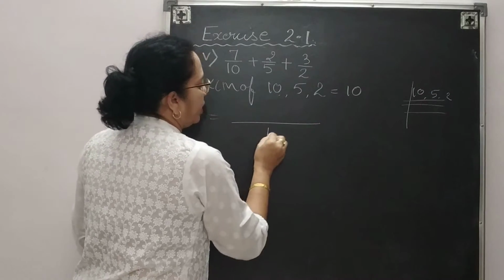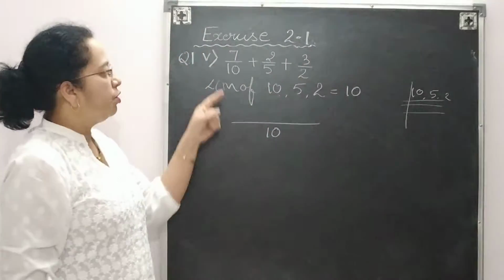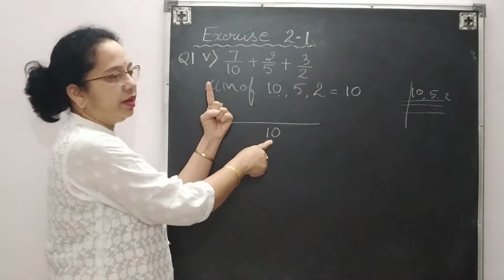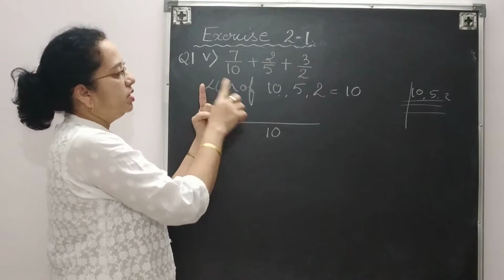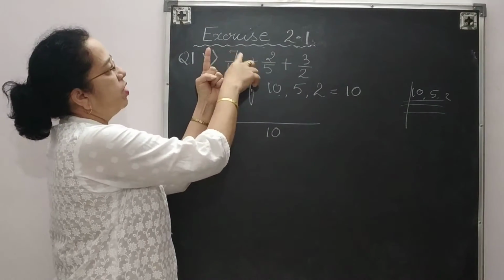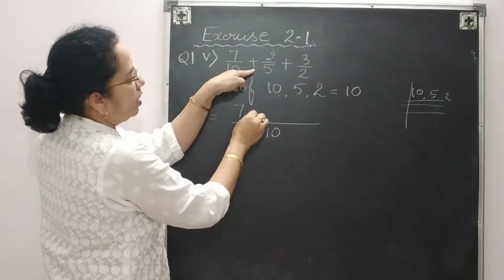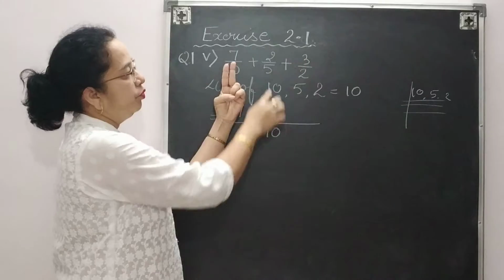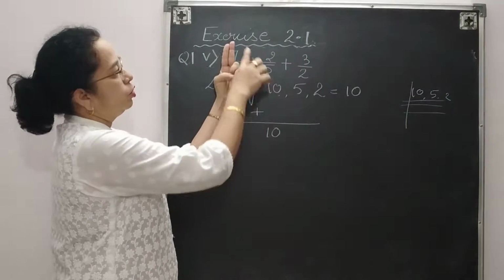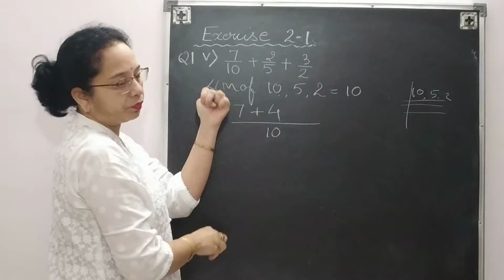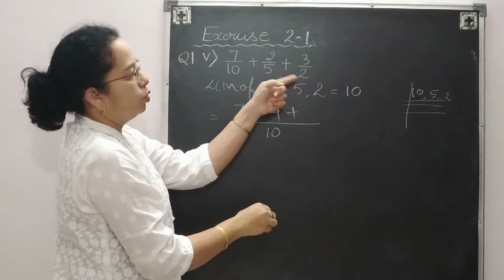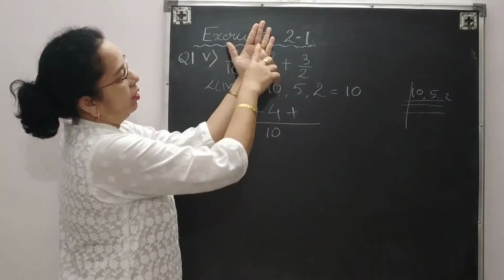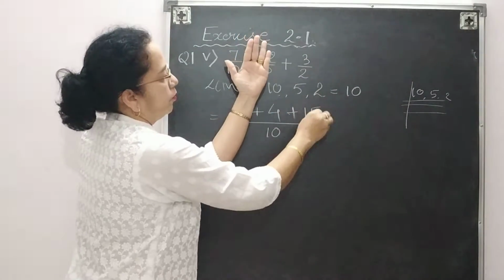So we will write down 10 as the common denominator. We will recite the table of 10. How many times will you get 10? 10 ones are 10. So 7 into 1 will give you 7. Then plus, recite the table of 5. 5 twos are 10, so 2 twos are 4. Again plus sign. 2 fives are 10. 5 threes are 15.